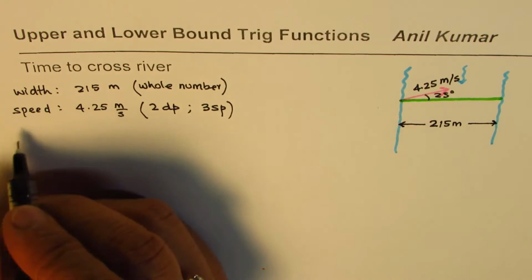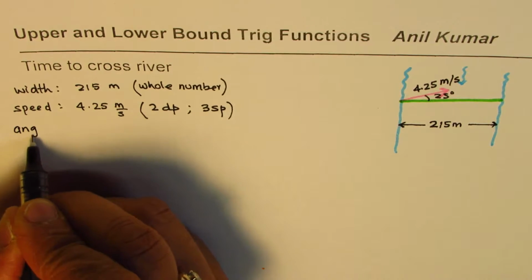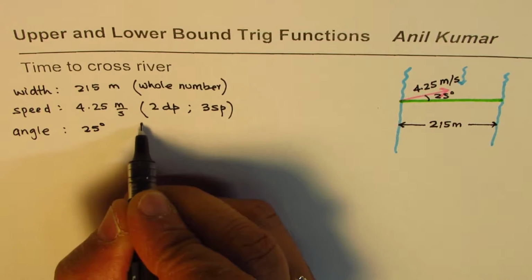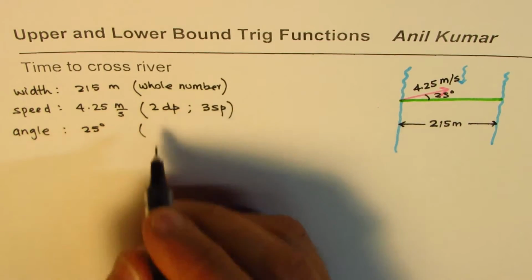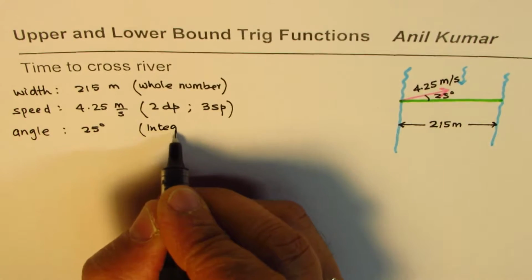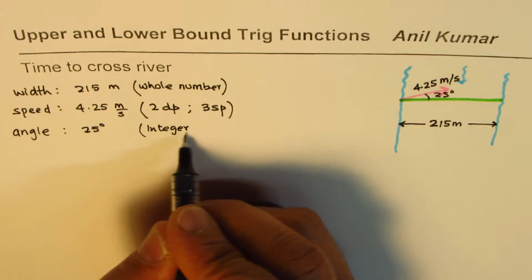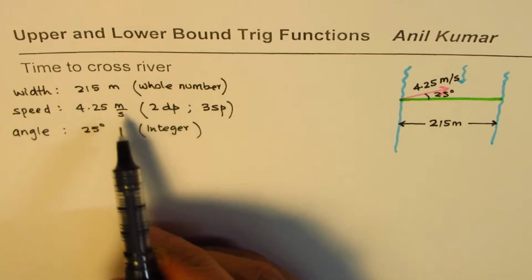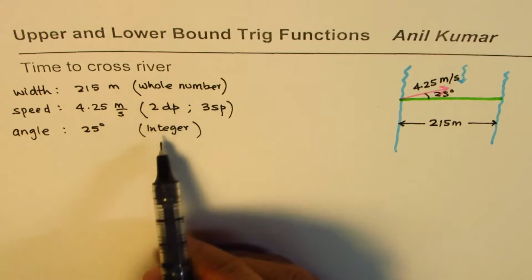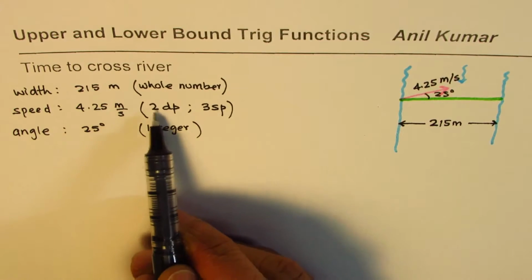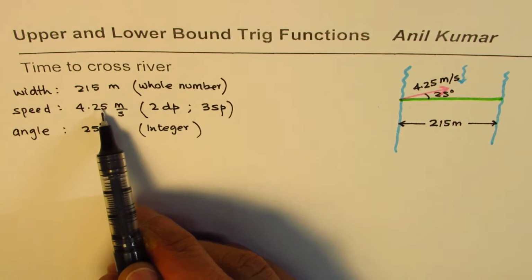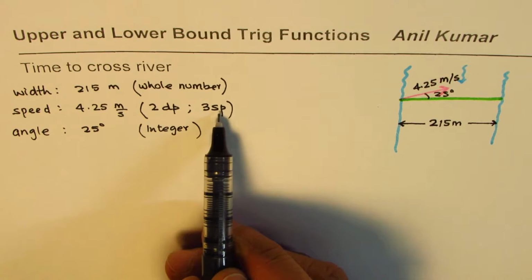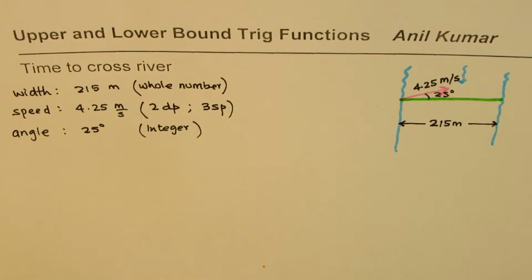And then we have the angle, right? Angle for us is 25 degrees. So 25 degrees is again an integer value or a whole number. Let me write down integer here. These are different options, rounded to the nearest integer, right? So if I have a whole number or an integer, it's kind of the same thing. This could be written as 2 decimal places, as you can see, 100th, or it could be written as 3 significant places. Is it okay? So both are kind of the same thing.